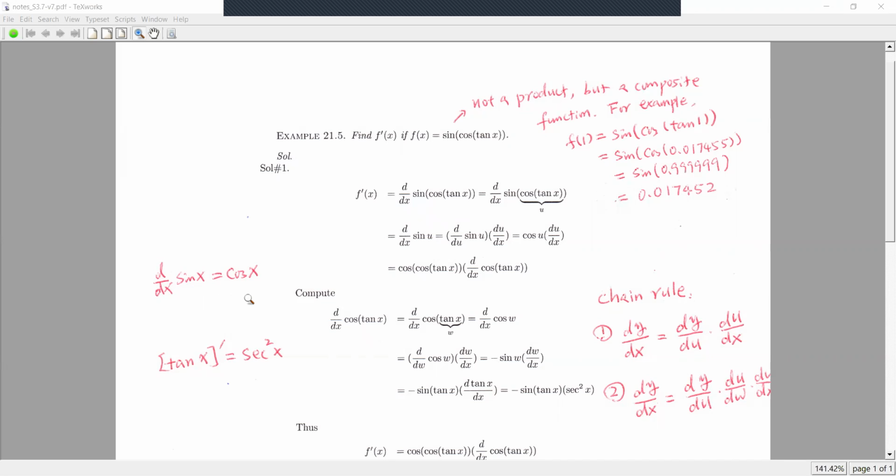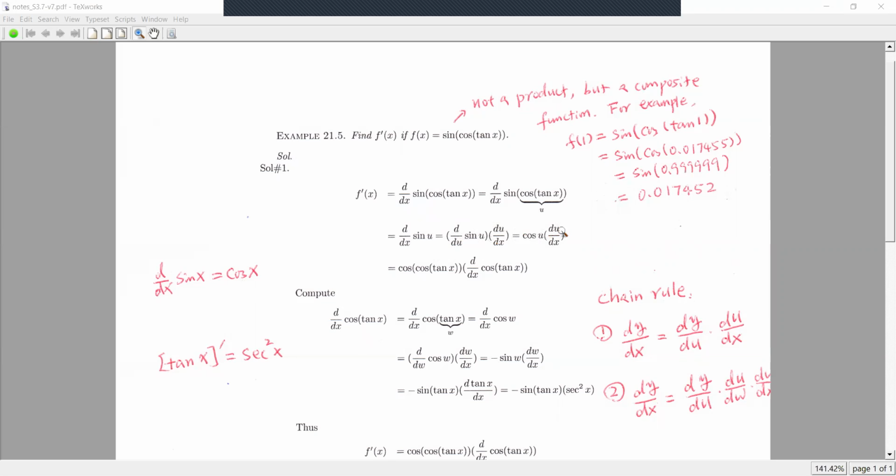But this formula requires all the variables to be the same variable. Here, u and x are different, so I need the chain rule. I insert du in the denominator and put du on the numerator. This step is the chain rule, and this is a product of two derivatives. Now, for the derivative of sine of u with respect to u, I can apply this formula. Then I have this equation.